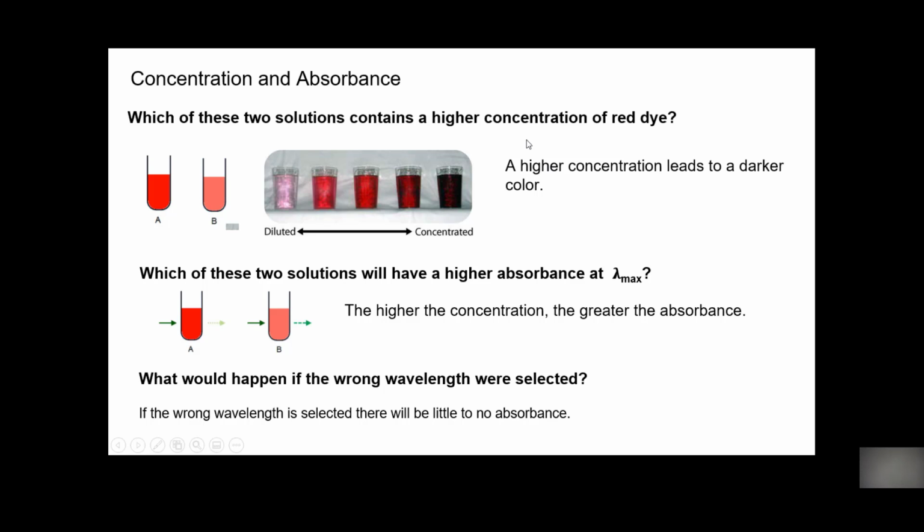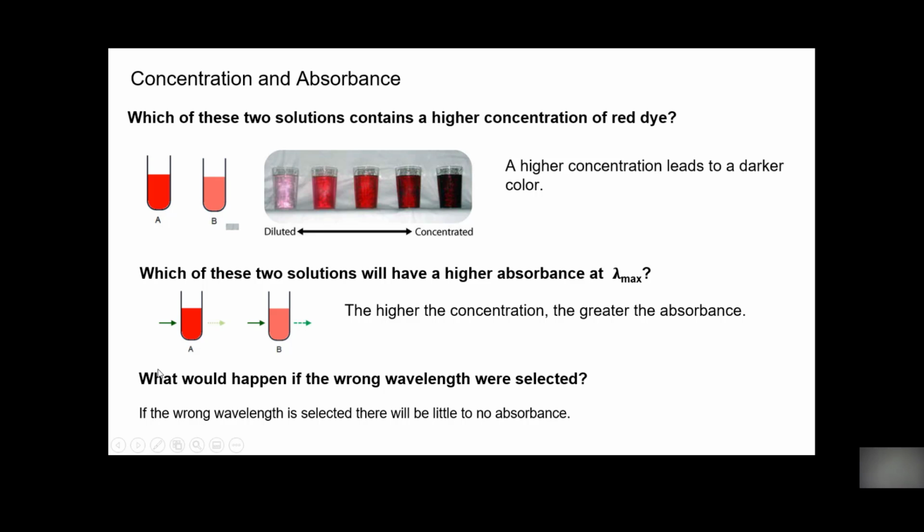Okay, so let's understand concentration and absorbance. Which of these two solutions contains a higher concentration of red? If you understand, concentrated is really dark here, and this one is really pink. So you can see A is darker than B. So a higher concentration leads to a darker color. Which of these two solutions will have a higher absorbance max? Well, the higher the concentration, the greater the absorbance. So it would be A. You see how the arrow's disappearing and this one's not?